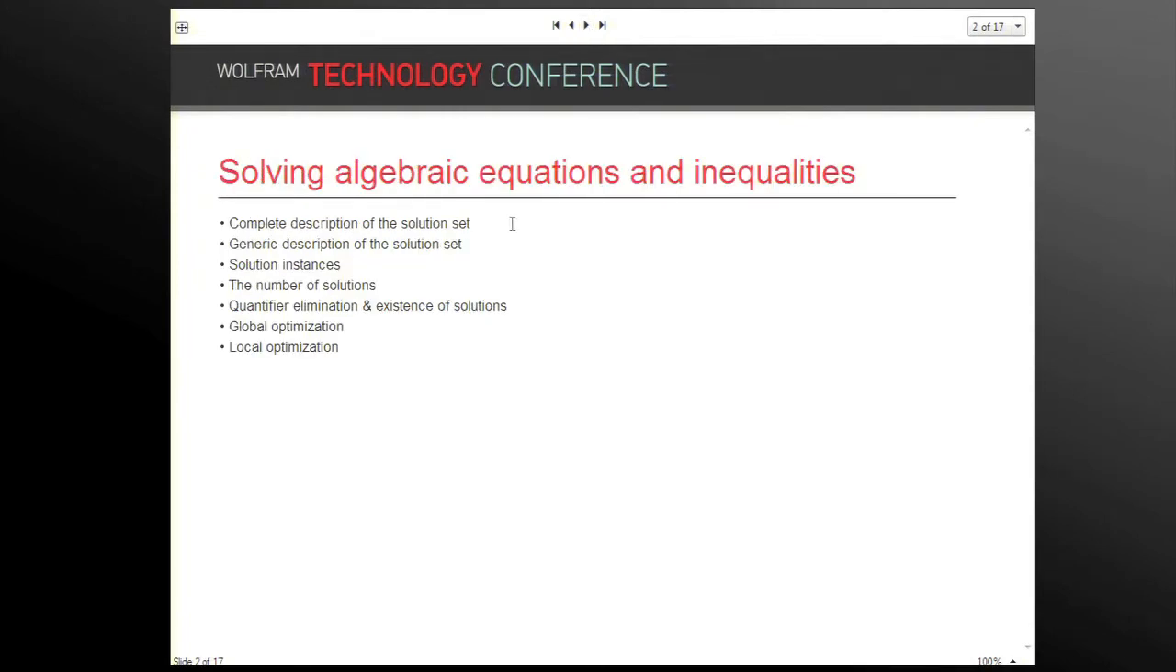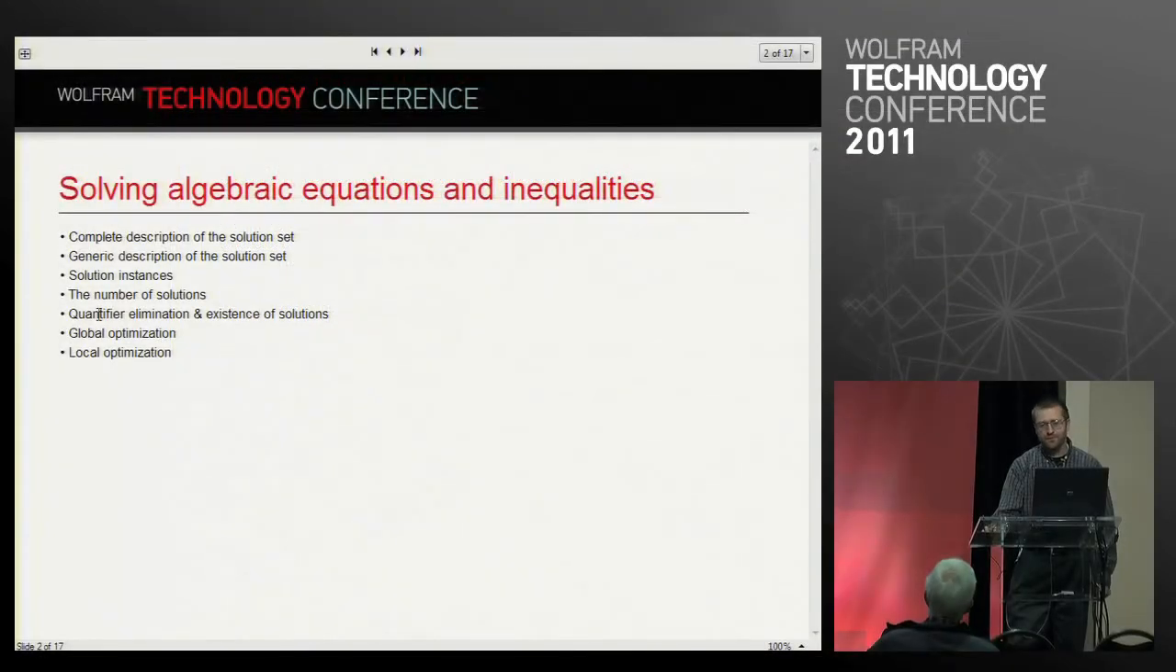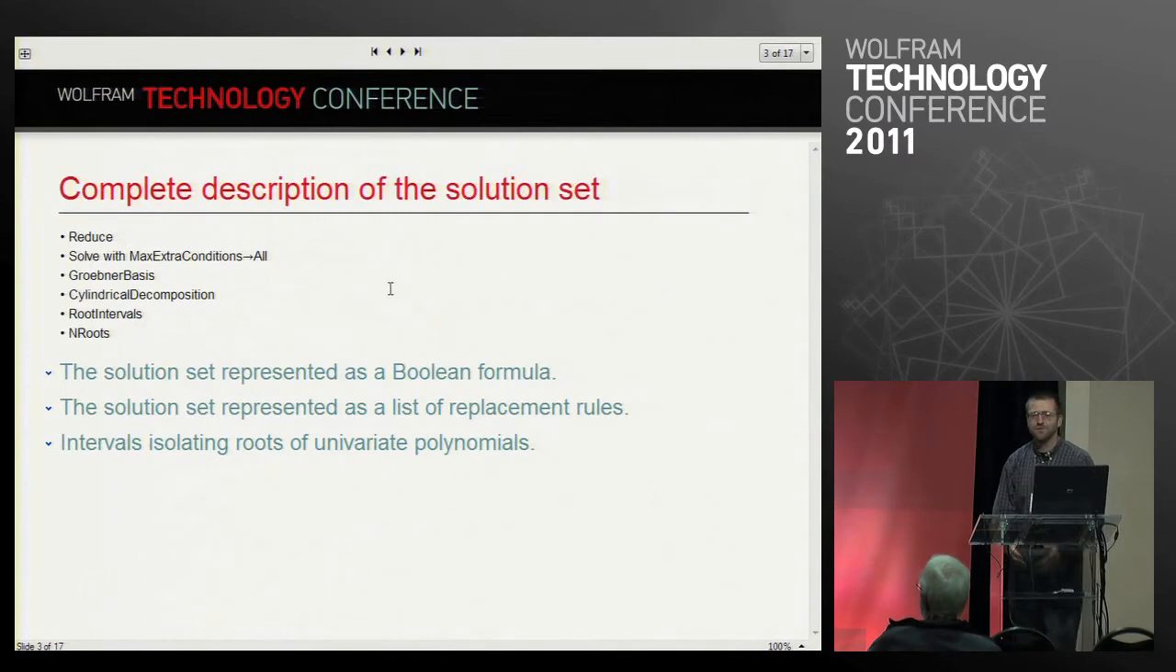One is complete description of the solution set for the system of algebraic equations or inequalities. The other is generic description of the solution set. Then finding some solution instances, finding the number of solutions, eliminating quantifiers, and deciding existence of solutions. Global optimization and local optimization. So let me talk a little bit about each of these types of solving in turn.